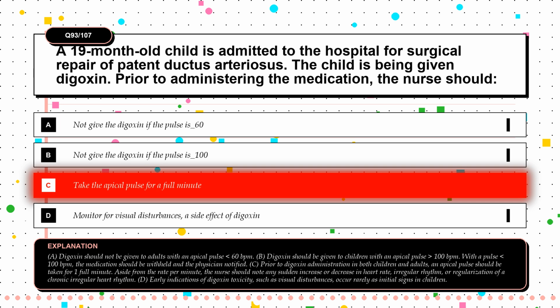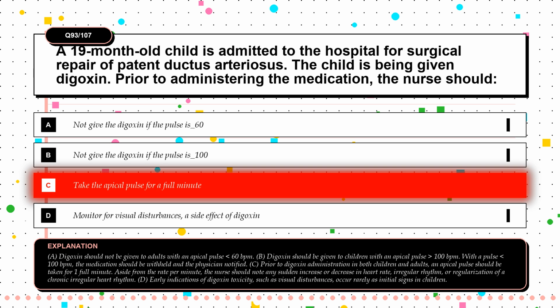C. Prior to digoxin administration in both children and adults, an apical pulse should be taken for 1 full minute. Aside from the rate per minute, the nurse should note any sudden increase or decrease in heart rate, irregular rhythm, or regularization of a chronic irregular heart rhythm.